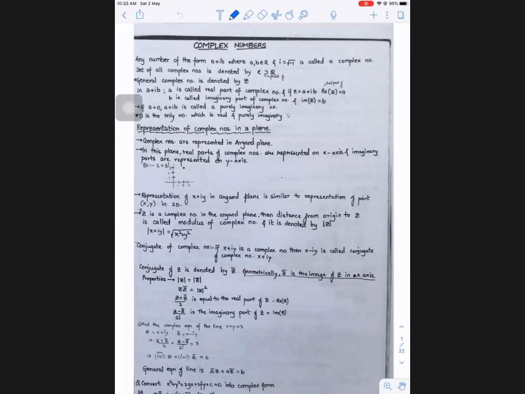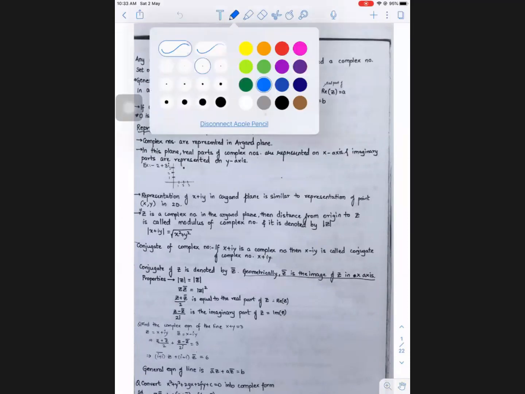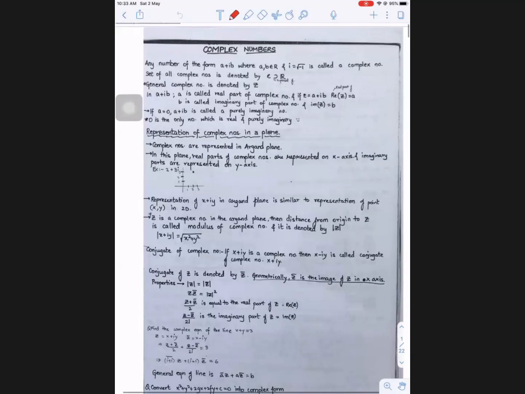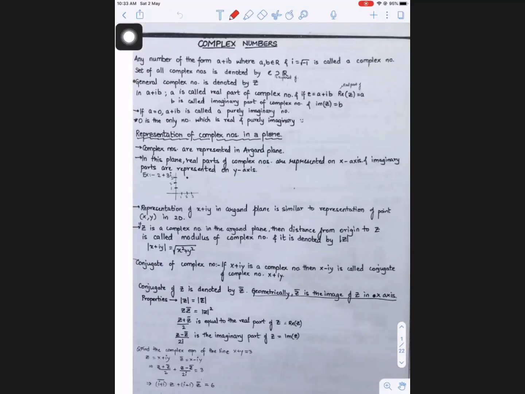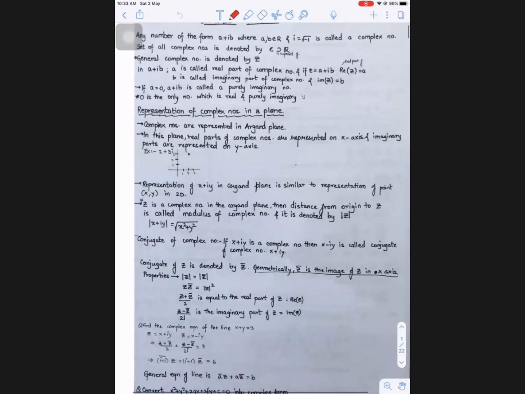In complex numbers, what do you have to remember? Starting with the complex number definition: what is the real part, what is the imaginary part of it, and what is a purely imaginary number.